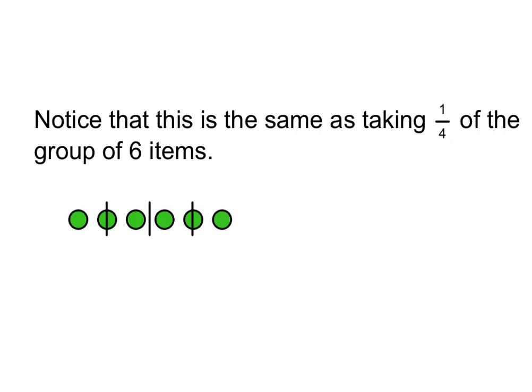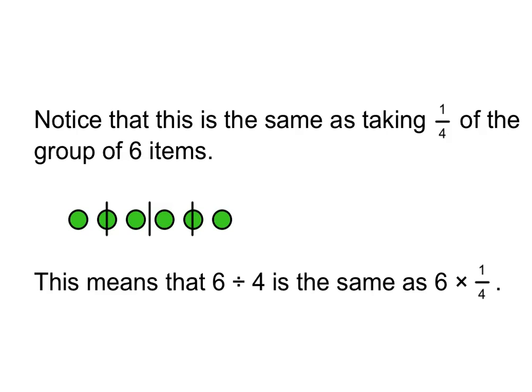Notice that this is the same thing as taking 1/4 of the group of 6 items. So 6 divided by 4 is the same as 6 times 1/4.